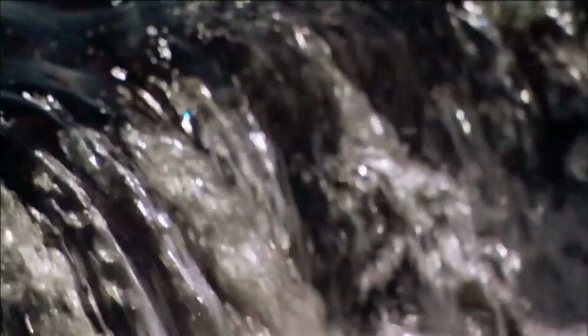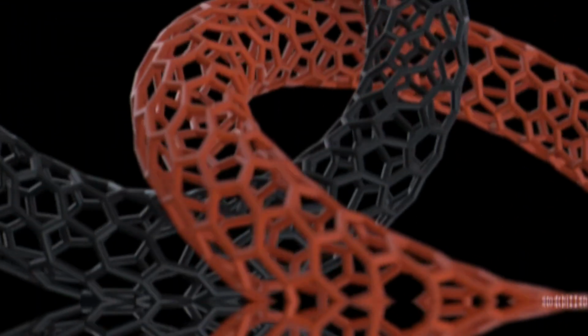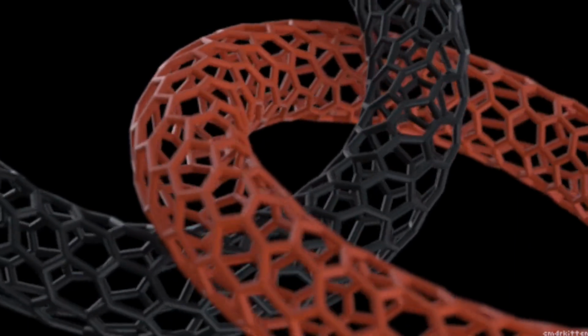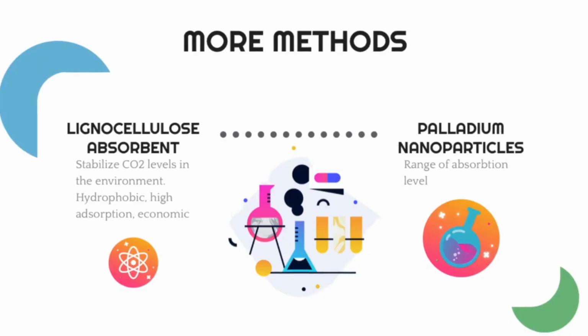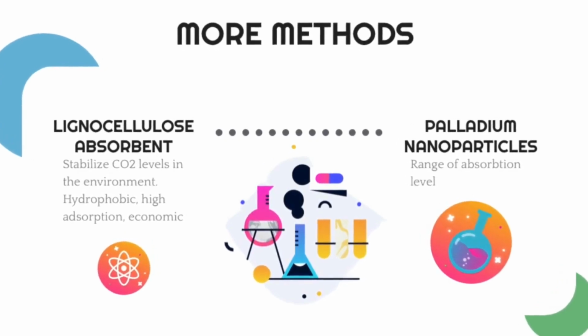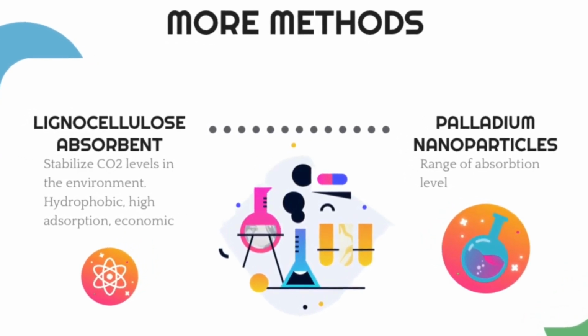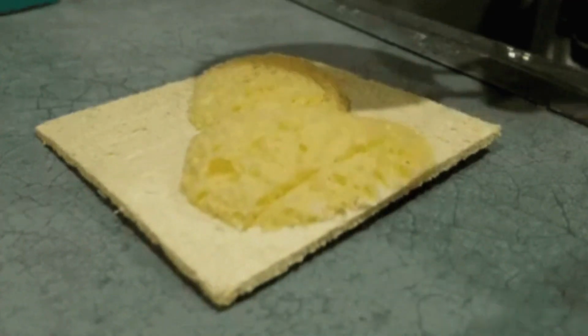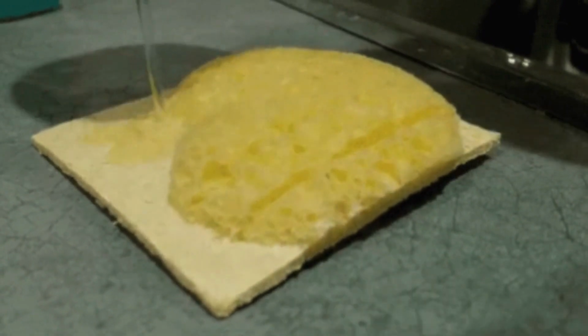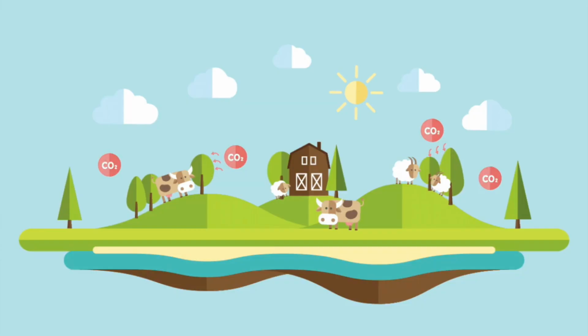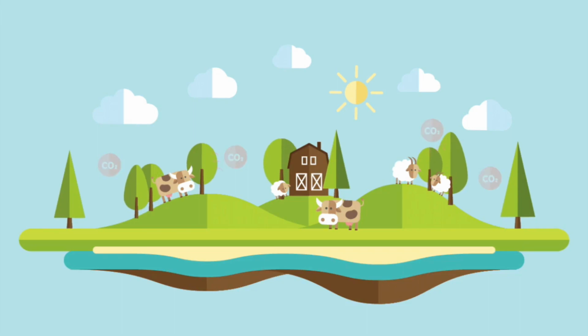But this equipment still has some limitations. For example, it is not water resistant. Even when the carbon nanomaterial could be a really viable solution, there are other methods that could be used. For example, a lignocellulose-based adsorbent, which could be really helpful since it is hydrophobic, which means it is water resistant, unlike the carbon nanotube. And not only that, but also water increases its levels of adsorption, which is a great possibility for stabilizing carbon dioxide levels in the environment.